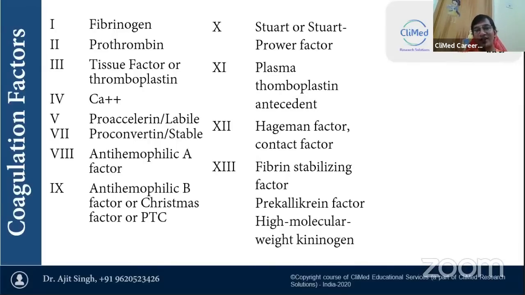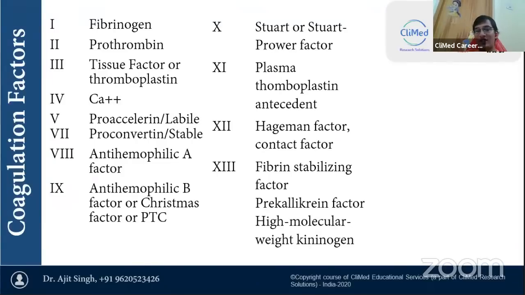Then factor 12, which is the origination of the intrinsic pathway in the coagulation cascade. It is called Hageman factor or contact factor. Why is it the contact factor? Because this is the starting point, the actual contact factor in the coagulation cascade in the intrinsic pathway.